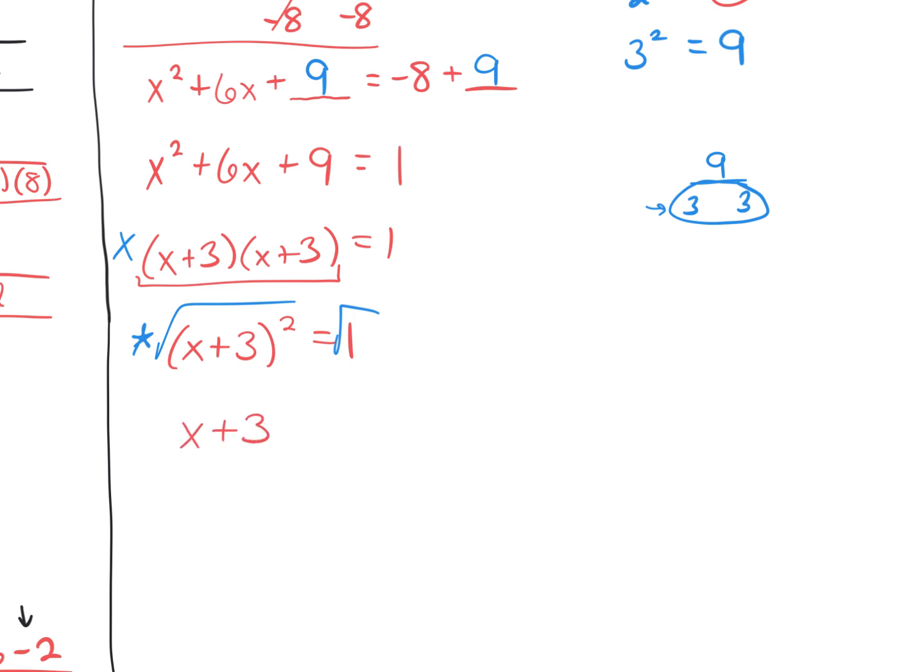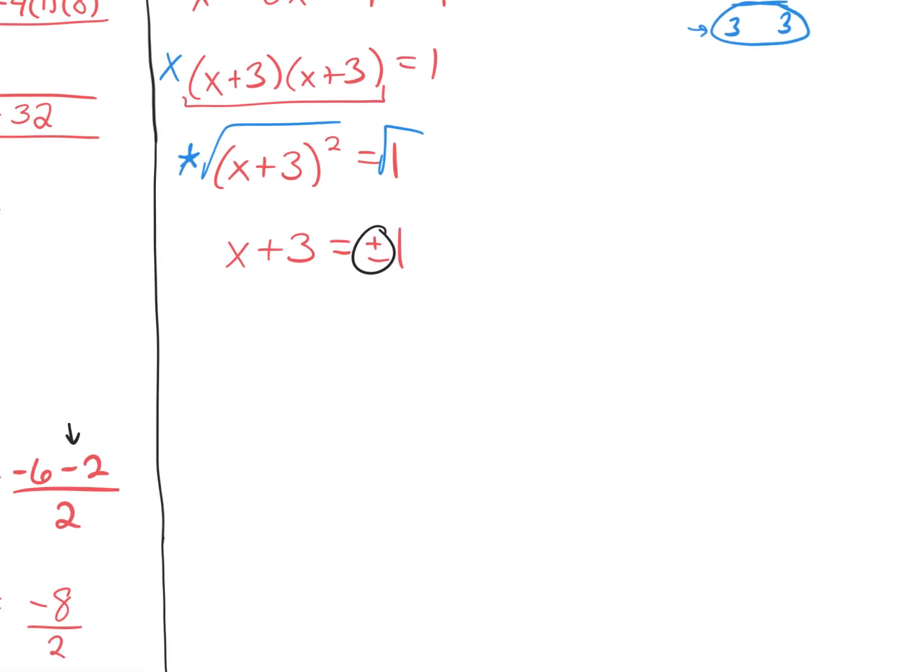X plus 3 equals, what's the square root of 1? 1. What do I need with the 1? To get my two solutions, positive and negative 1. Just so you don't forget, I want you to circle that positive negative 1, because we're not done yet. What do I need to do with that positive negative 1?